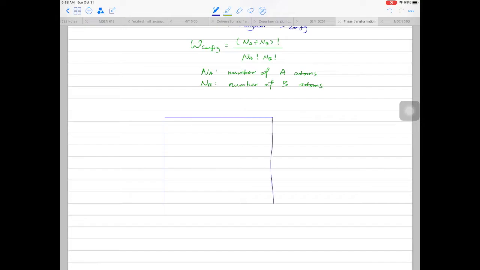Again, let's draw the energy diagram. On the x-axis, that's the composition of B. On the y-axis, that's the Gibbs free energy.